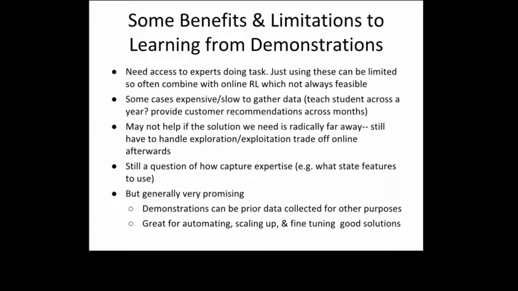In the case of things where we're interacting with people directly, like patients or students, it may take a very long time or be infeasible to collect these forms of trajectories. So if we want to optimize student performance across years, that could take a long time, or providing customer recommendations across many months. And most of these approaches have focused on providing us with local guarantees. So they don't necessarily allow us to teleport and get to really radically different solutions. If we want that, then we're going to need some way to handle the exploration-exploitation trade-off online.